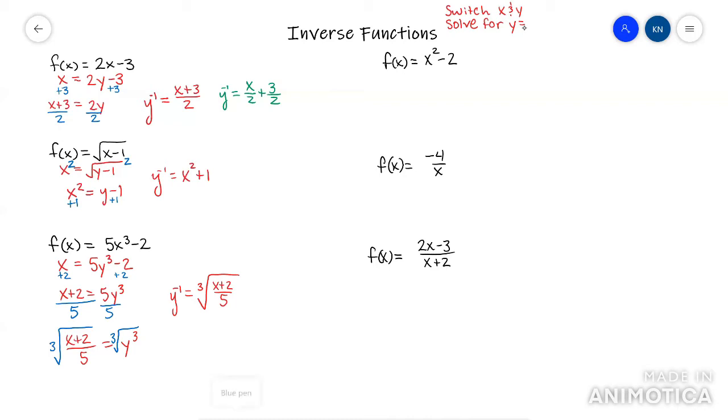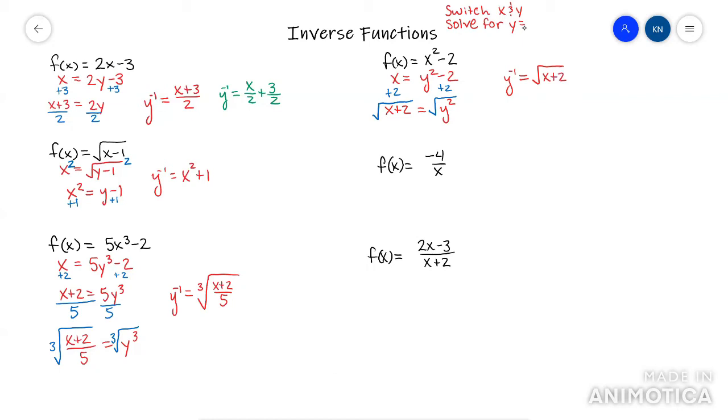Next one's a quadratic. So switch your x and your y. You want to cancel that square, but you can't until you get rid of this minus 2. So add 2. All right, and very similar to what we just did, you cancel a square by square rooting it, like this. So my answer here would be y to the negative 1. The inverse is the square root of x plus 2.